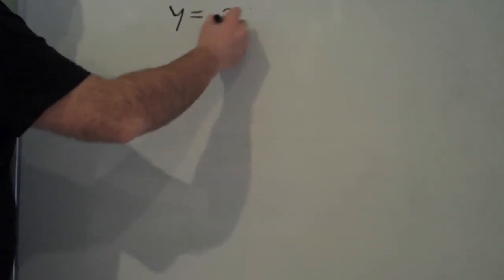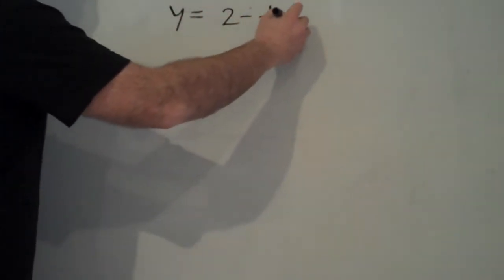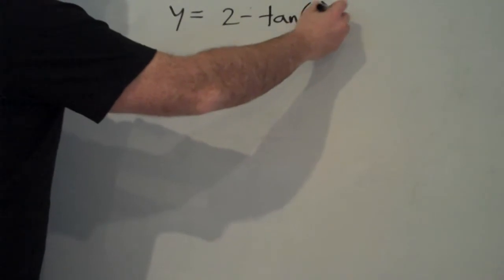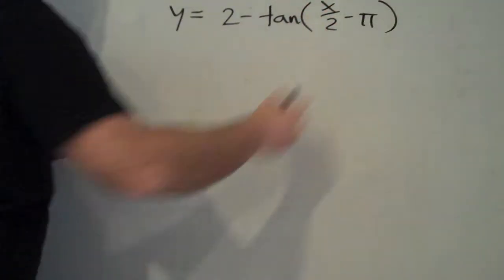Let's get down to business. I'm not going to take it easy on you because I don't want you guys to have to watch 1,000 hours of video here. We're going to graph y equals 2 minus tangent of x over 2 minus pi.